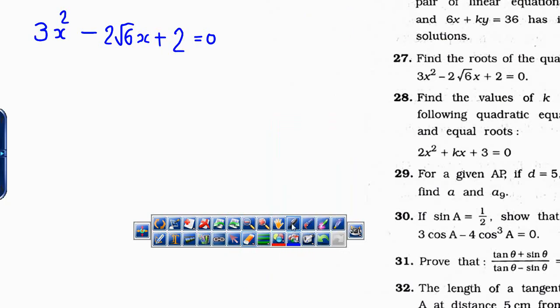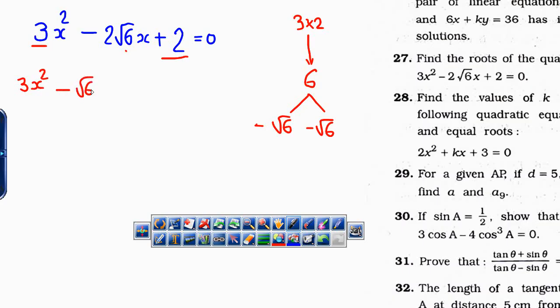To follow the process, first step is multiply these two. तो आ गया 6. 6 मुझे रूट 6 चाहिए, तो 6 को स्प्लिट कर दो रूट 6 में. बट आई वॉन्ट माइनस 2 रूट 6. Splitting over, minus root 6x minus root 6x gives me minus 2 root 6x और multiply करूँगा तो 6 आ जाएगा. This is step number 1.